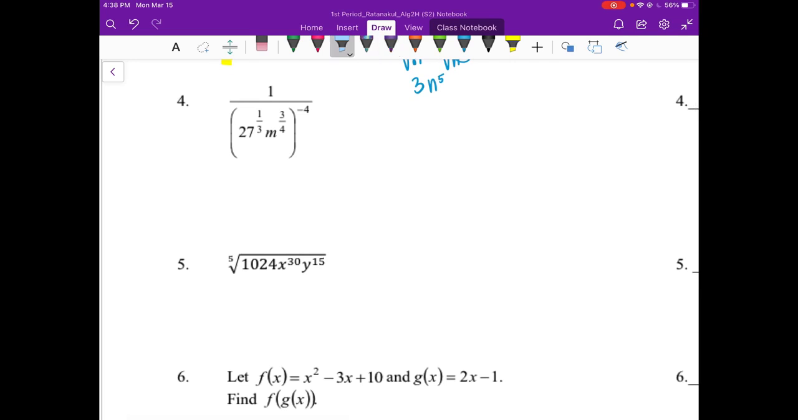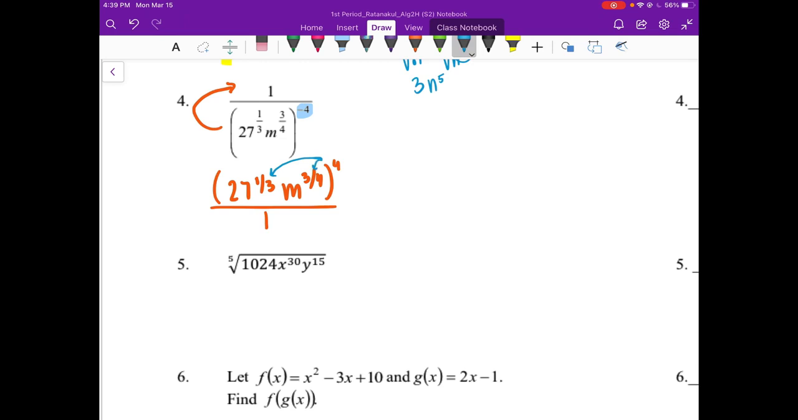Moving along to number 4, I see that I have a negative exponent in my denominator. So just like I did with number 3, I'm going to move everything to the numerator. So I end up with 27 to the 1/3, m to the 3/4, all to the power of 4. Technically, it's all over 1. Now there's a couple things we can do. We can distribute the 4 first, or we can simplify inside the radical.